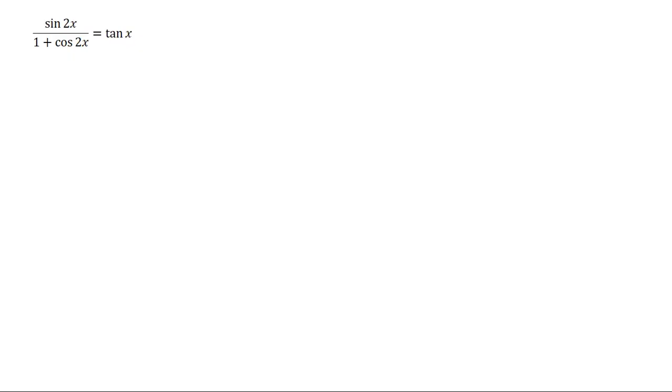Here's number 11. Sine of 2x over 1 plus cosine 2x equals tangent x. So let's start from the left-hand side because I would have no idea how to start from tangent x to go to sine 2x over 1 plus cosine 2x. Okay, so let's rewrite the left-hand side.